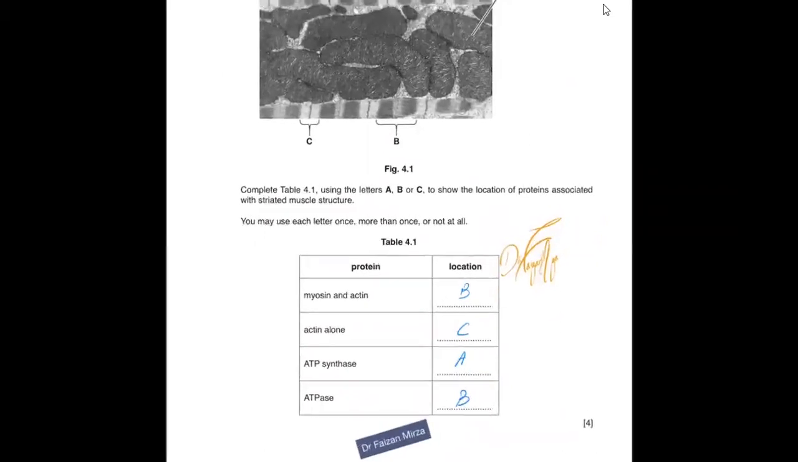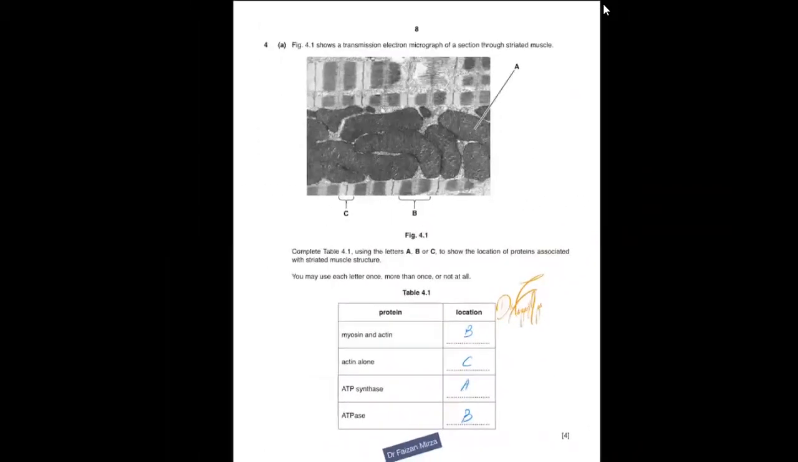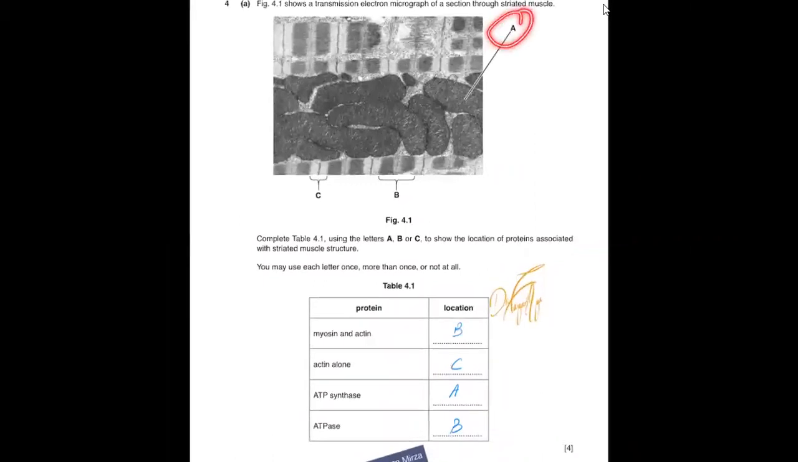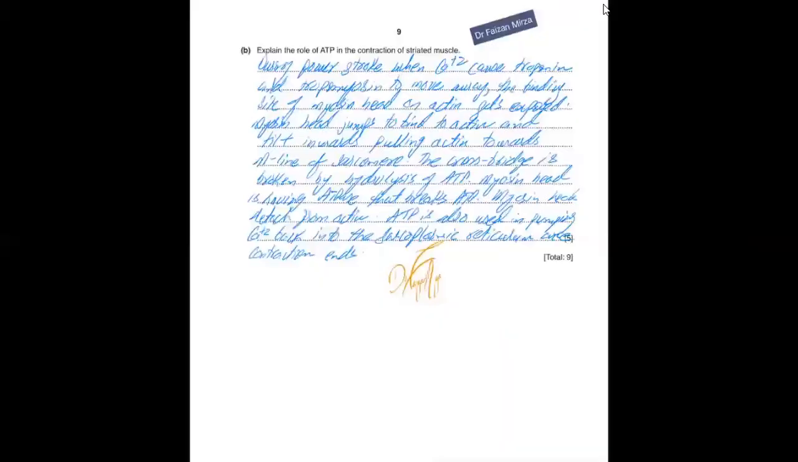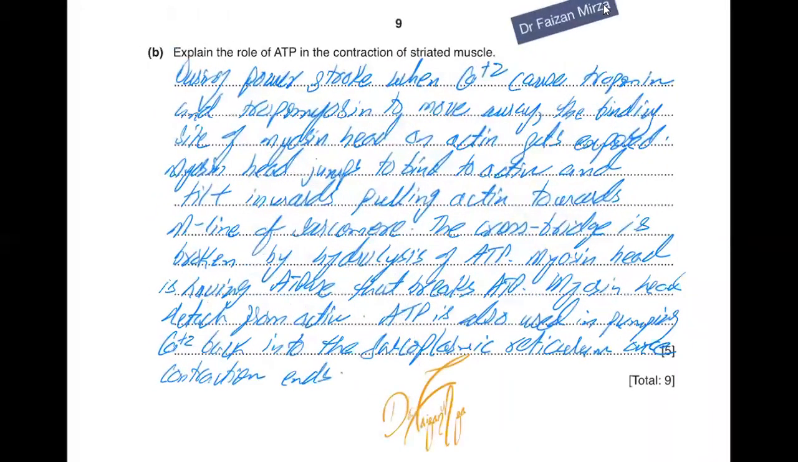So A and B respectively we can place for ATP synthase and ATPase, because we know mitochondria produce ATP, and the myosin head here has the enzyme ATPase that breaks the ATP molecules, so the cross bridges can break. Then they're asking to explain the role of ATP in contraction of striated muscle.